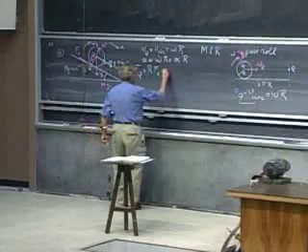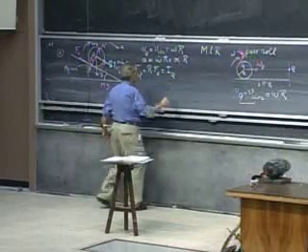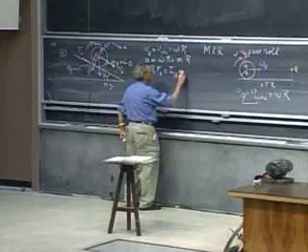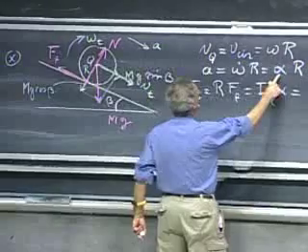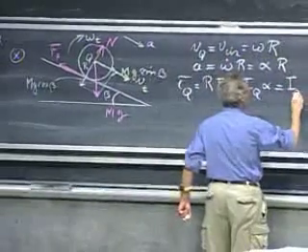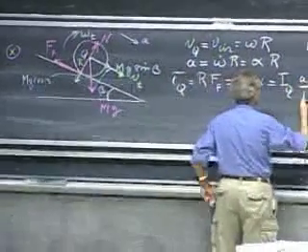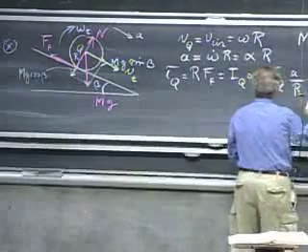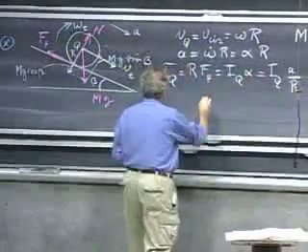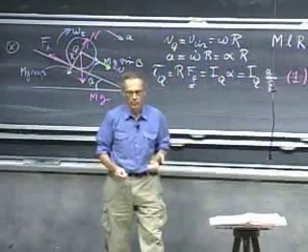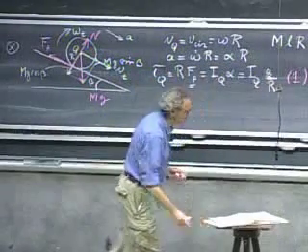This must be I alpha, I being the moment of inertia for rotation about this axis through point Q, times alpha. But I can replace alpha by A divided by R. So I get the moment of inertia about Q times A divided by R. And this is my first equation. I have as unknowns the frictional force and A, and so I cannot solve for both. I need another equation.